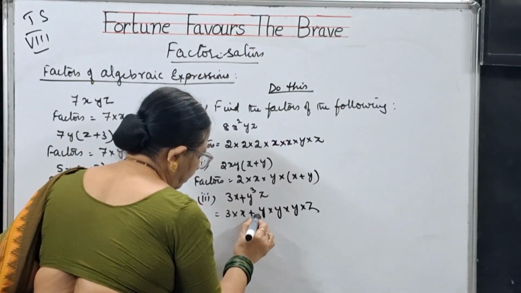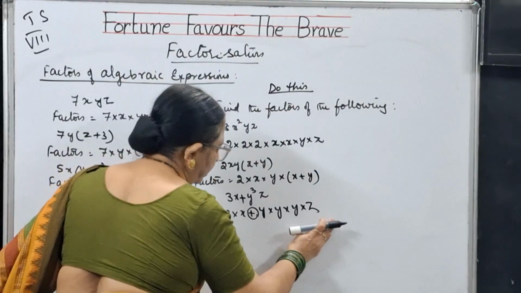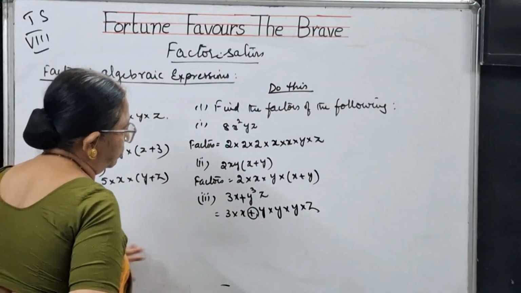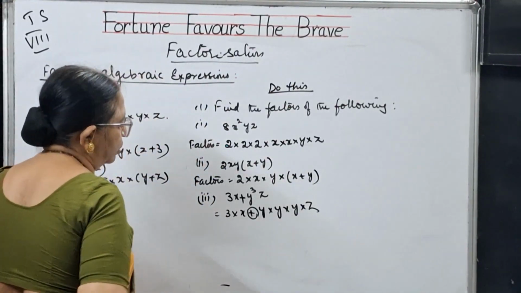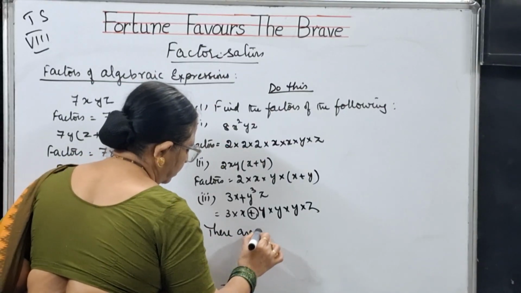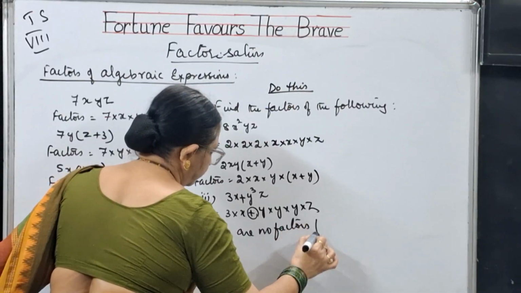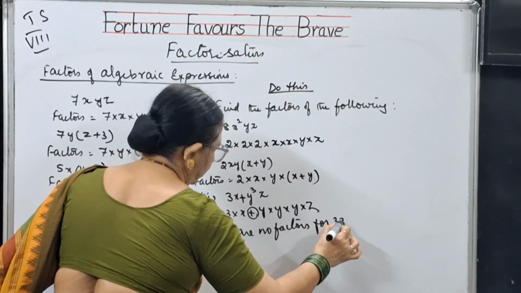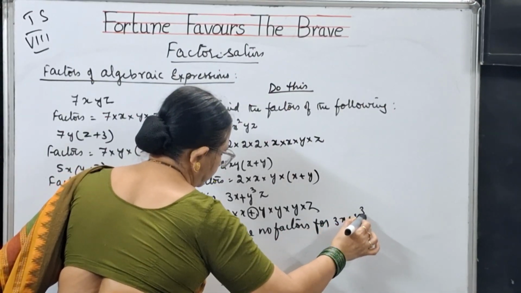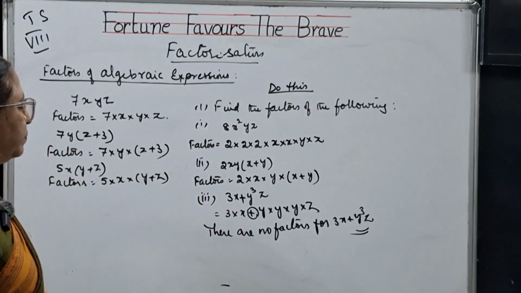But see, there is a plus here. That means you cannot make any factor. There is no common element here that we can take out. So we will say that there are no factors for 3x plus y cube z. These are all the answers, children.